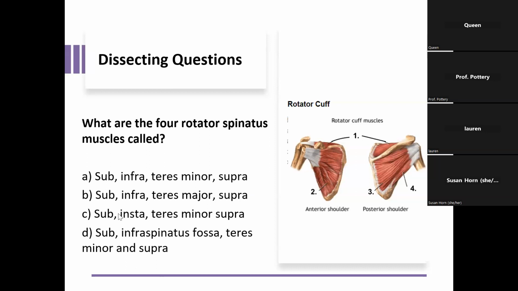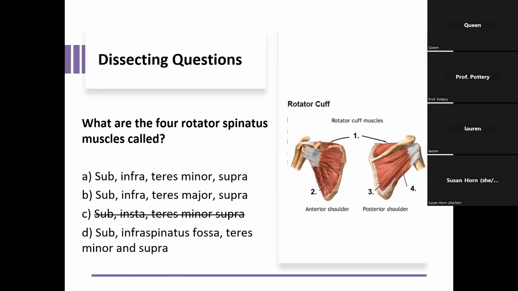There's one. Look at the letter C. See how it's throwing you off there? Infra, insta. There's no insta-spinatus rotator cuff. It's infraspinatus rotator cuff, which also gives you a hint that the infraspinatus fossa is not the muscle. It is the location of it.